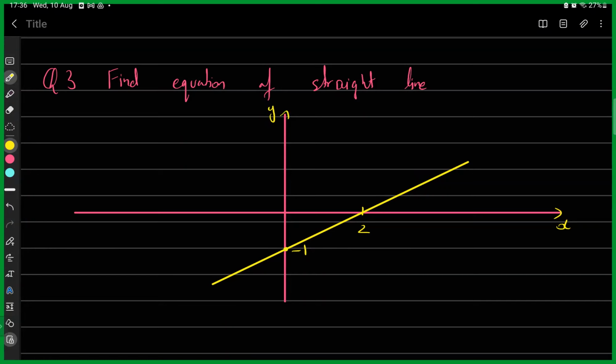Okay. The question says find the equation of a straight line, and the yellow line is basically the line whose equation you need to find. Take 3 minutes. I'm right here. If you come across any difficulty, anything, ask me directly, okay? And try doing it slowly. No need to hurry, okay? No need to rush.